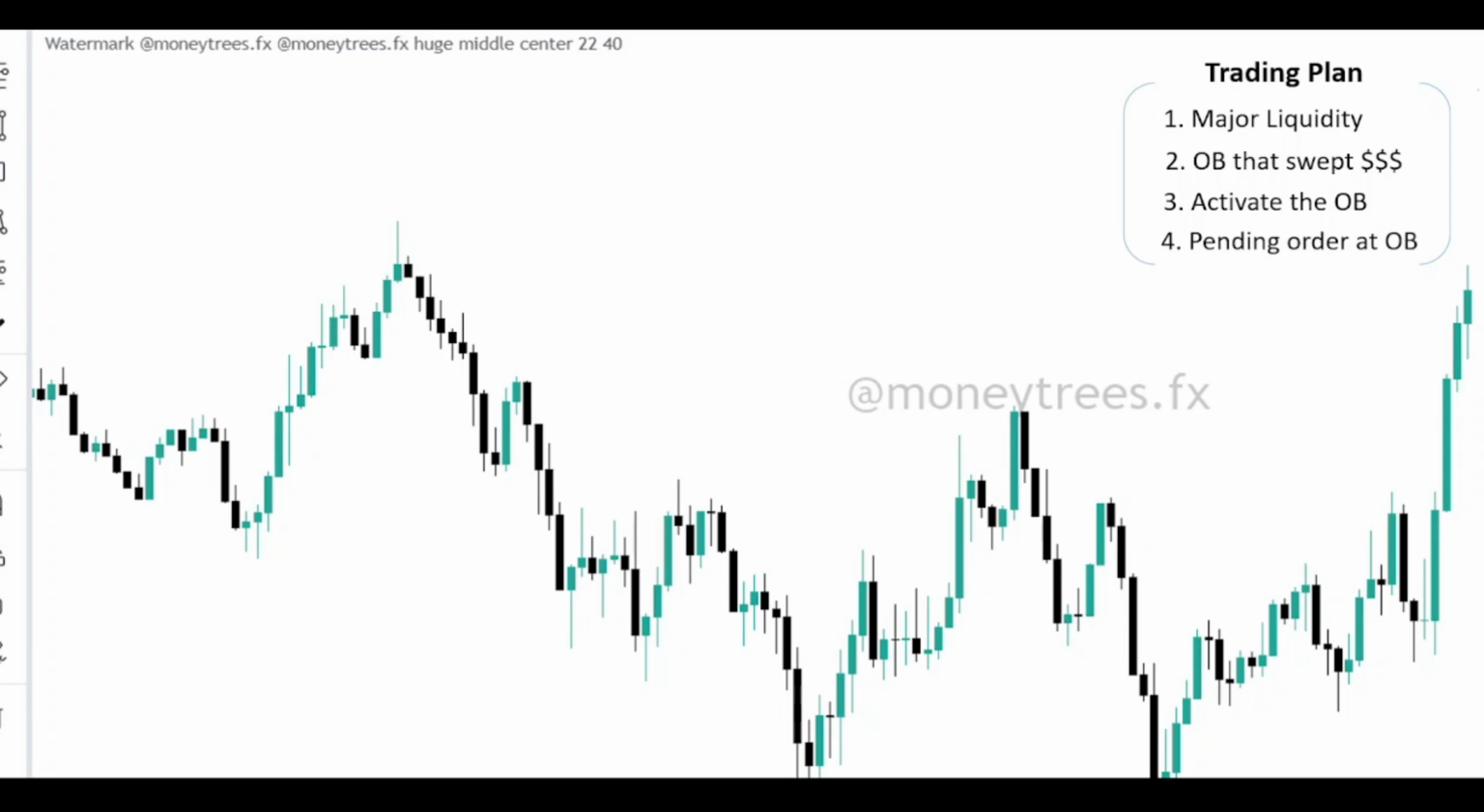First, you want to look for major liquidity. Here we have the previous week's high, but in this case it's also the previous day's high. Those are the two types of liquidity you should be looking for as a beginner.